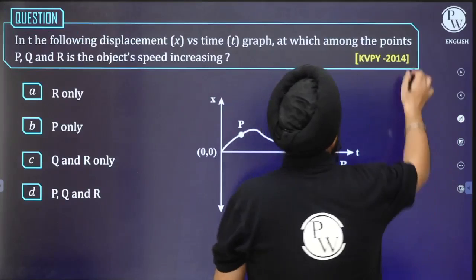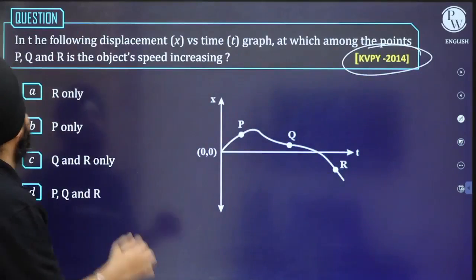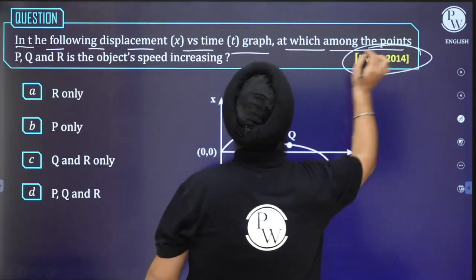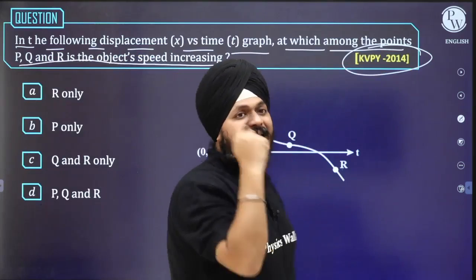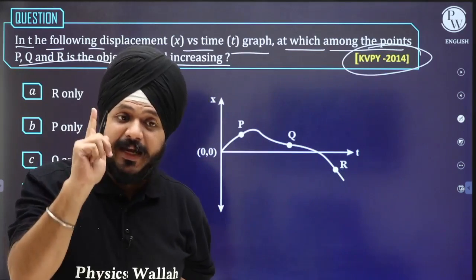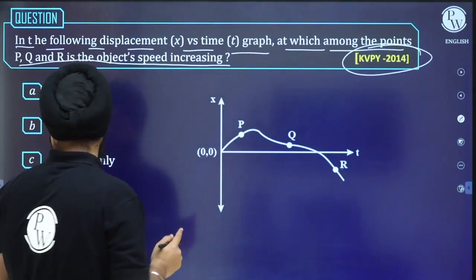This question is easy. It has been asked in KVPY 2014. Let's see. In the following displacement versus time graph, at which among the points P, Q and R is the object's speed increasing? At what point is the speed increasing? Speed, not velocity. Mark my words. Speed, not velocity.